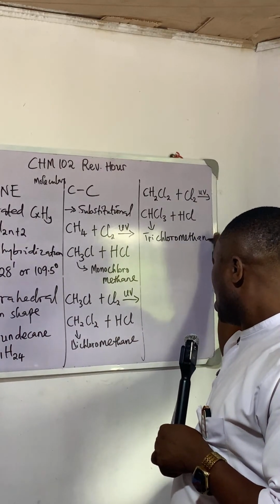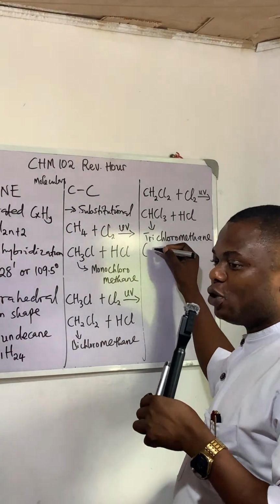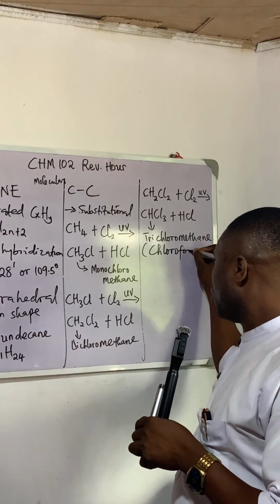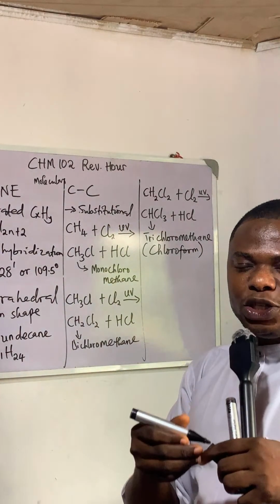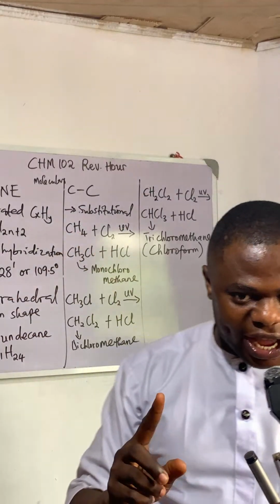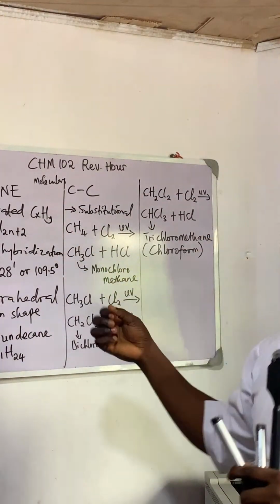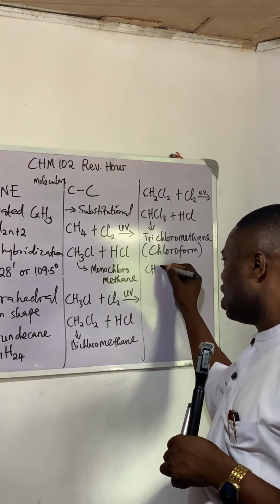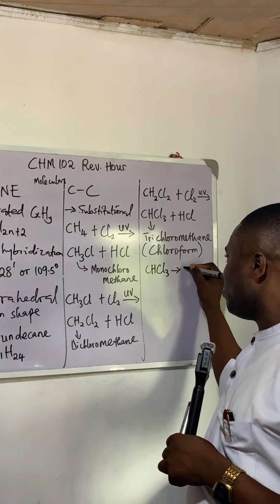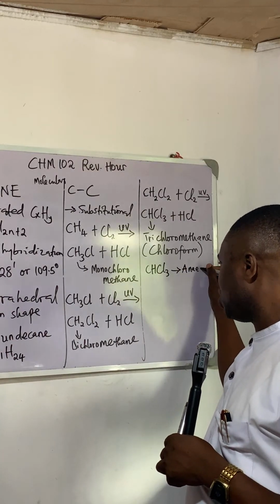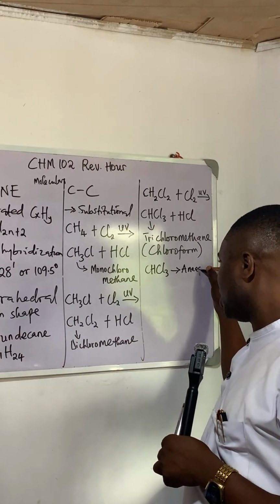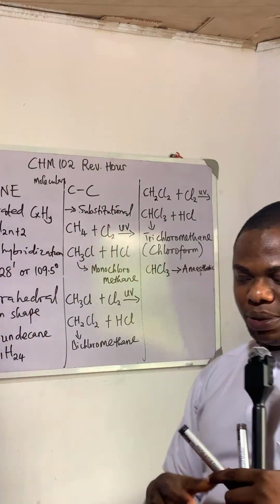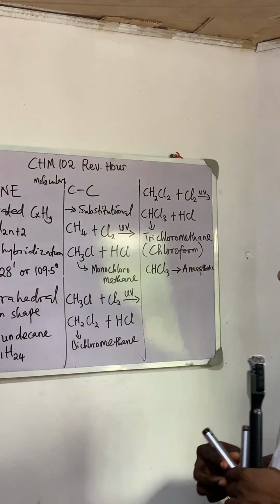Trichloromethane, and in other words, we can also call it trivially chloroform. Don't forget, this is the substituted product of methane that has a medical use. I want you to understand that CHCl3 is used medically as an anesthetic substance, or sedative substance. Yes, it has a medical application.